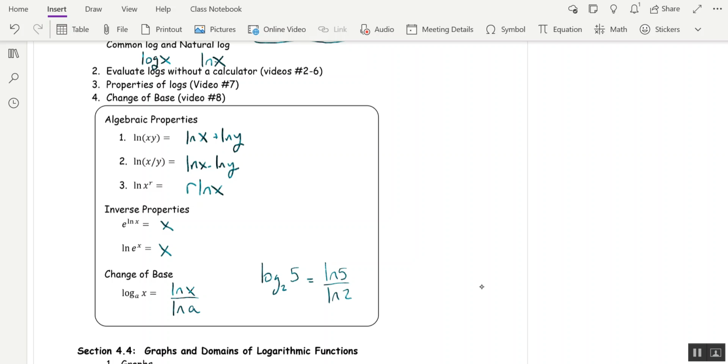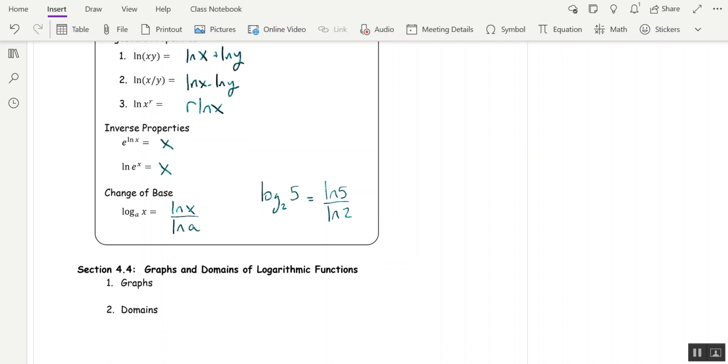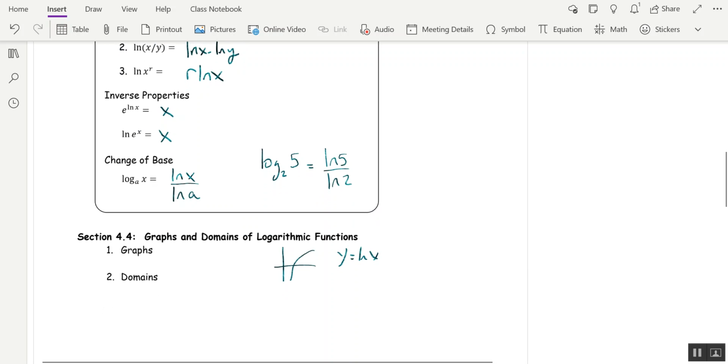All right, graphs and domains of logarithmic functions. You should know the basic graph of y equals ln x. Notice that it's only defined for positive values of x. And the domains, here's what I really want to talk about. Your domain videos show you an alternate way to find domains. I want to just show you my way, which I think is preferable.